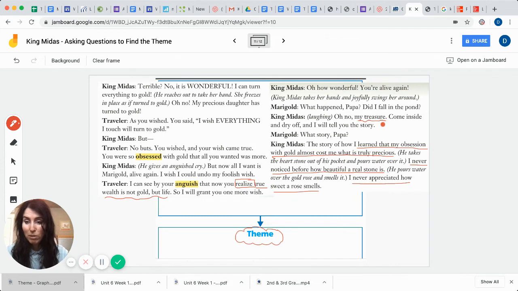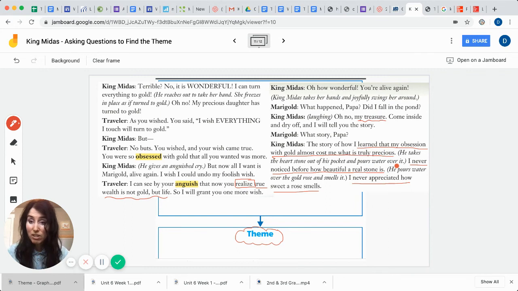So now what just changed? Who's his most valuable treasure? He just realized it, right? Not the gold, but his Marigold. "Come aside and dry off, and I will tell you the story." And Marigold says, "What story, Papa?" And King Midas says, "Well, the story of how I learned that my obsession with gold almost cost me what is truly precious." He takes the heart stone out of his pocket and pours water over it.